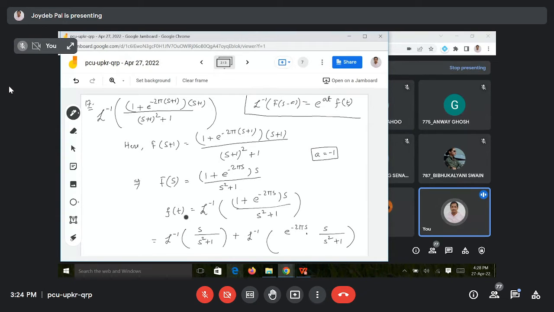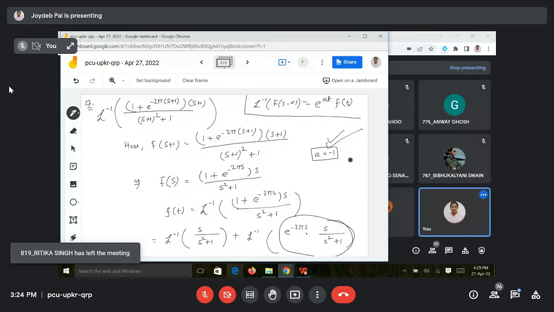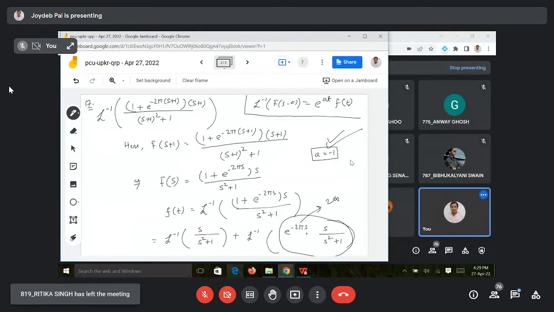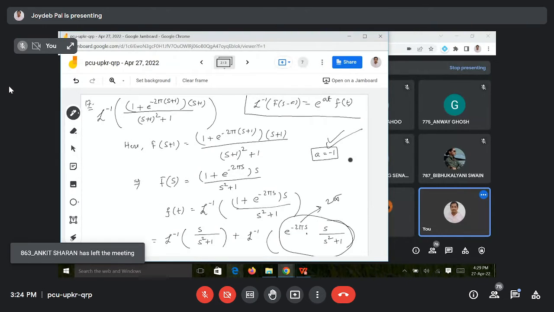So lastly you have to write the answer, because the answer is of the form e to the power at into ft. Now what is a? A here is -1. Look, here there are two types of a. Whenever you are applying the first shifting, a is -1, and for this part, whenever you are applying the second shifting theorem, a is 2 pi. So two different types of a, don't mix them in the two different cases. Okay? Yes, sir.